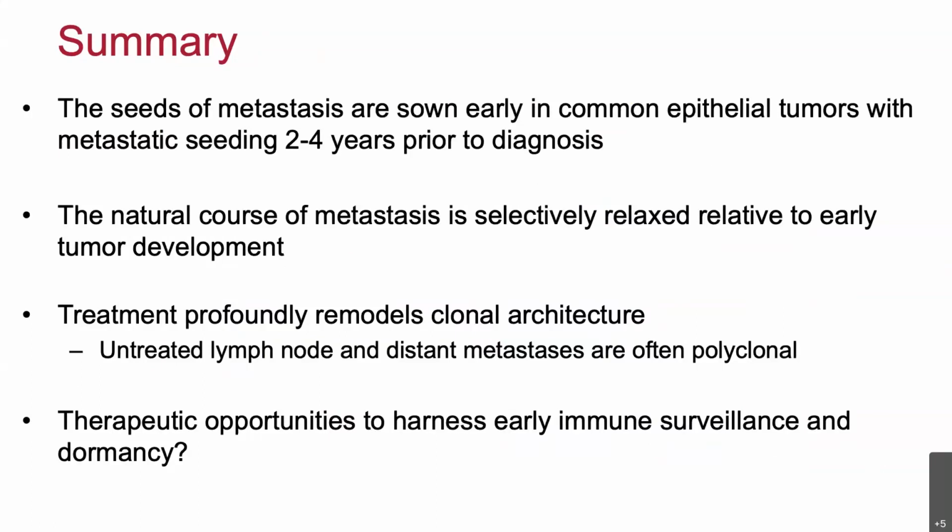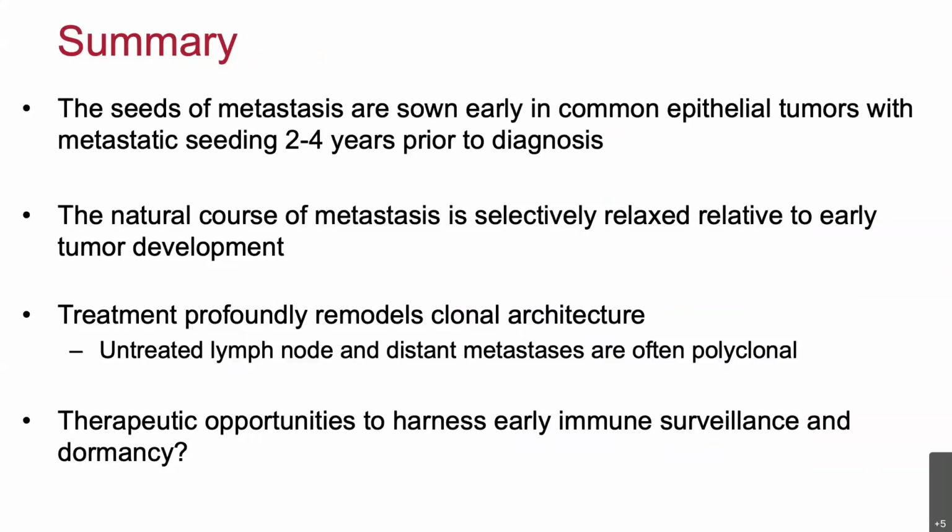We see that treatment really dramatically remodels the clonal architecture of the tumor, and in fact that these untreated lymph node metastases and distant mets are often polyclonal. And I suspect that we are dramatically underestimating the prevalence of polyclonality because most of the patients that we see and sequence have seen prior therapy.